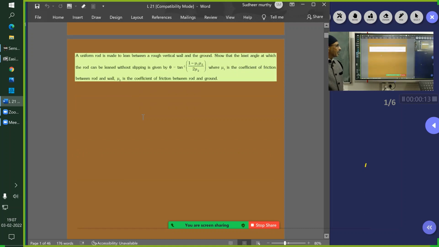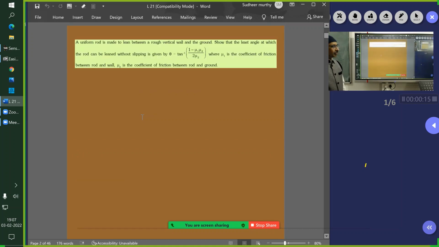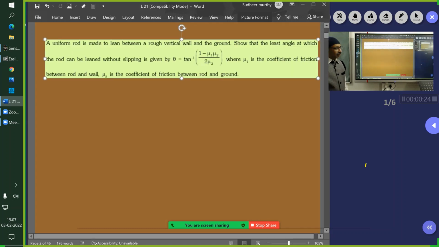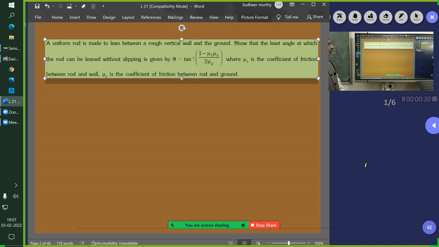Now straight away, handle this problem first. A uniform rod is made to lean between a rough vertical wall and the ground. Show that the least angle at which the rod can be leaned without slipping.